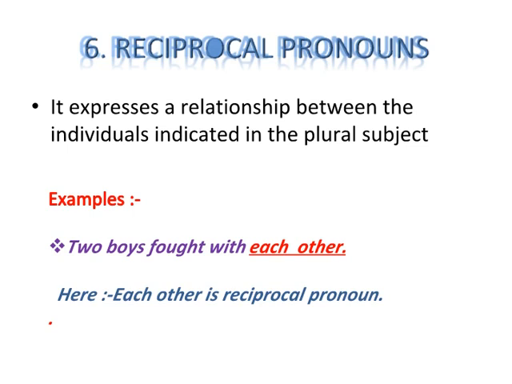Correct: Barry and Mary are friends. They smiled at each other. Incorrect: Barry and Mary are friends. Each other smiled at them.